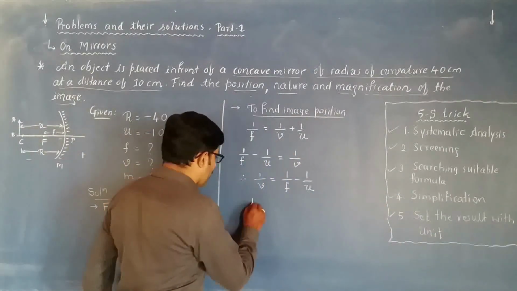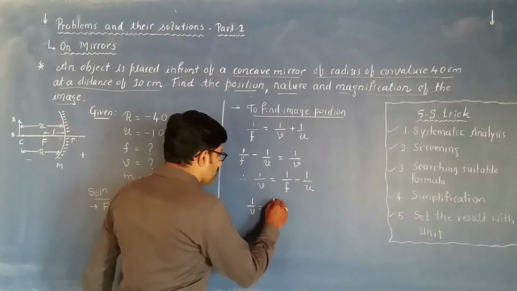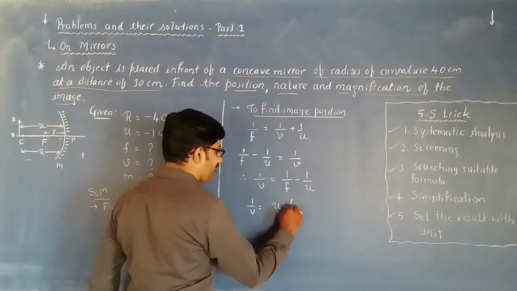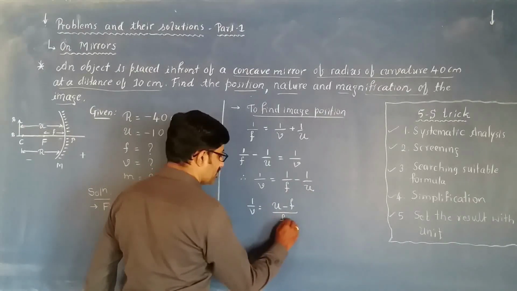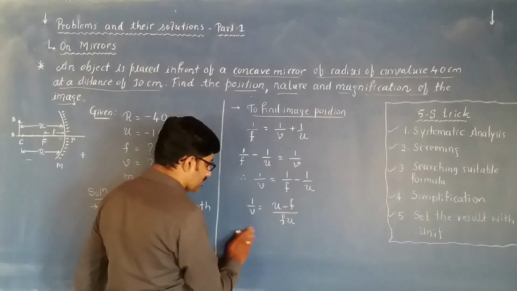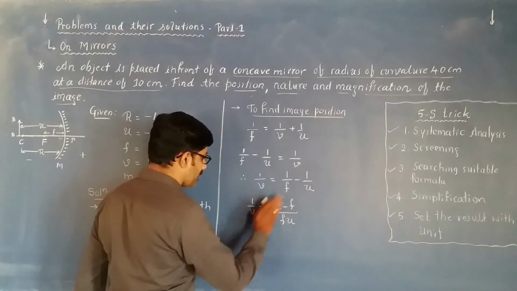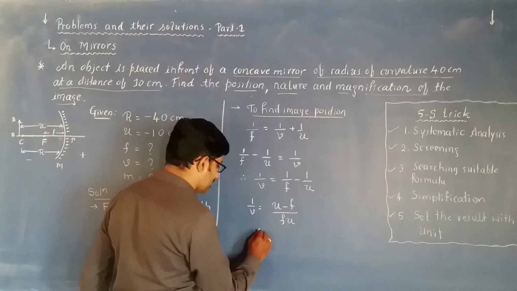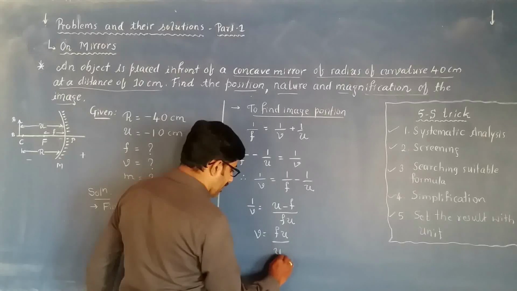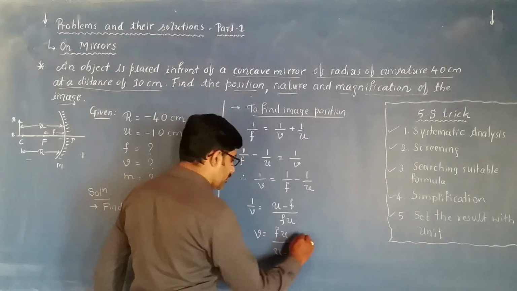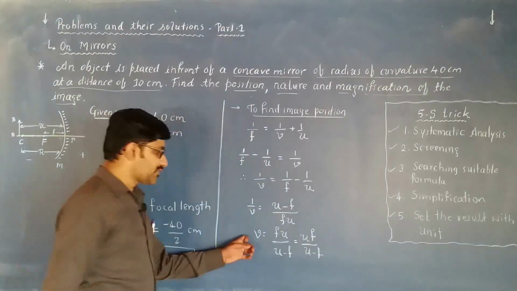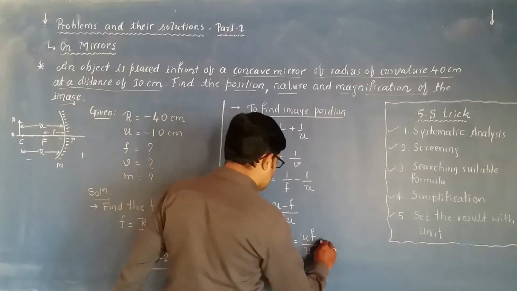So 1 by v I am keeping as it is. Sending u to this side, f to this side, therefore u minus f divided by f into u, this is known. Therefore 1 by v, you can send fu to this side, u minus f to this side to get v by 1, or simply v is equal to fu divided by u minus f. Just rearrange the terms. uf divided by u minus f will be our simplification for v.